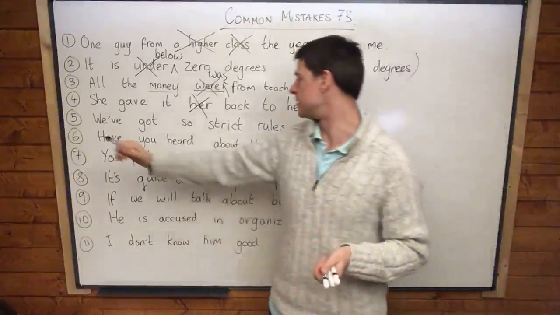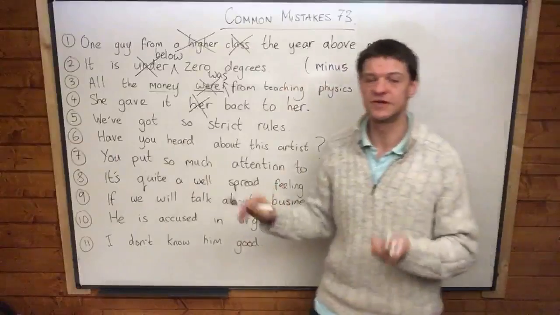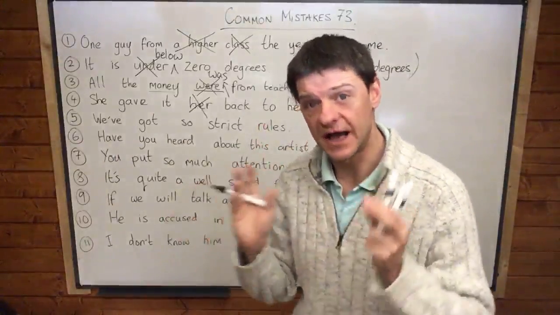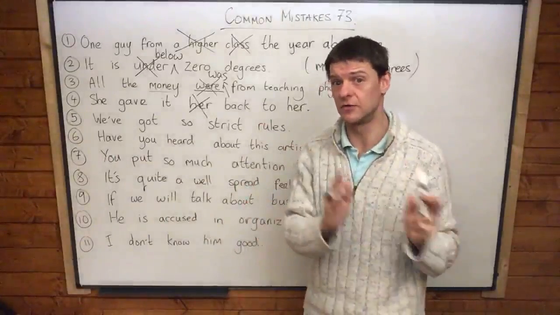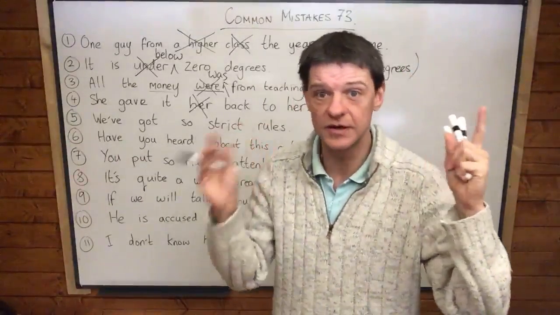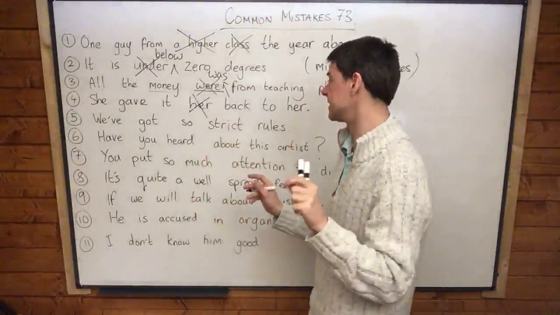Okay, number 5: "we've got so strict rules." There are so many mistakes with so and such. I have a video only on so and such, and if you type into YouTube, Mr Skype Lessons, so, such, you'll find it immediately.